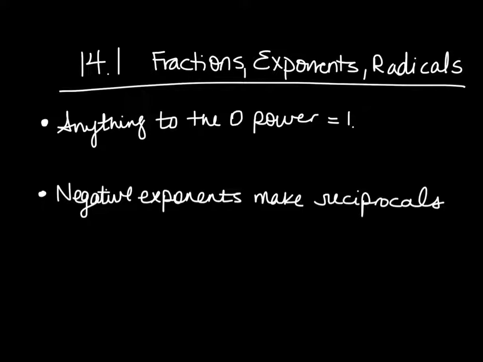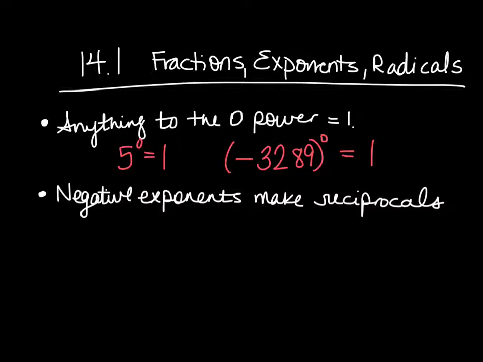All right, here's our first lesson of our second textbook. 14.1, we're going to talk about just some different things with exponents and radicals that we haven't seen since we've been back. So anything to the 0 power equals 1. For an example, if you have 5 to the 0 power, that whole thing is just 1. Or you could have negative 3,289, and if it's all raised to the 0 power, then that whole thing is just this whole number 1.